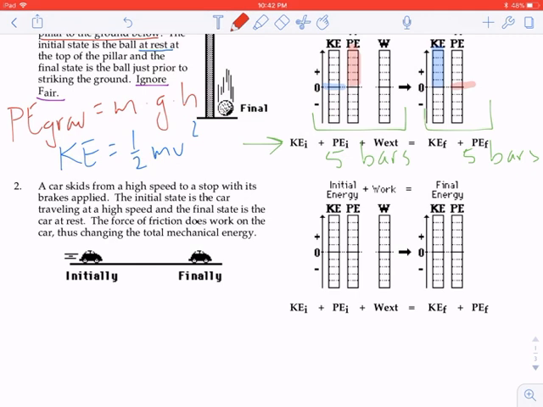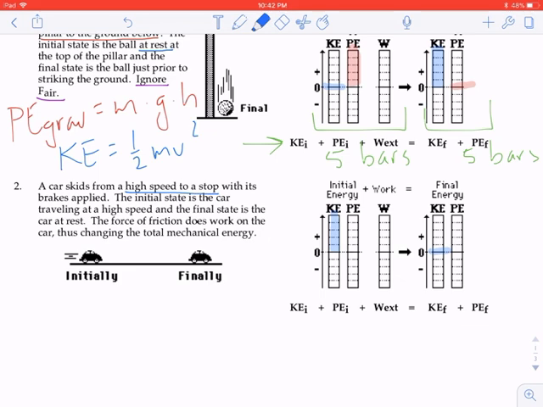It says a car skids from a high speed to a stop. That's talking about kinetic energy. And I should have highlighted that in blue. I'm going to try to keep my colors straight here. High speed to a stop. So let's show that on the kinetic energy bar chart. We're going to start at a high speed, which means a lot of kinetic energy, and then in the final condition it comes to a stop, so we'll have 0 kinetic energy.